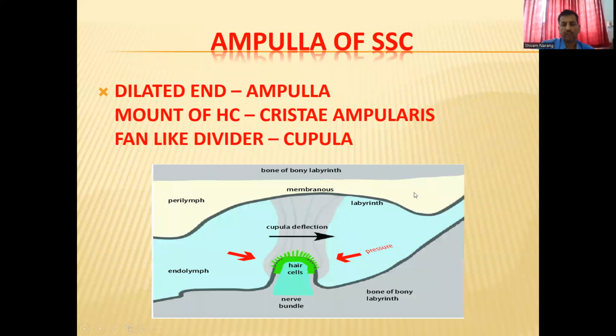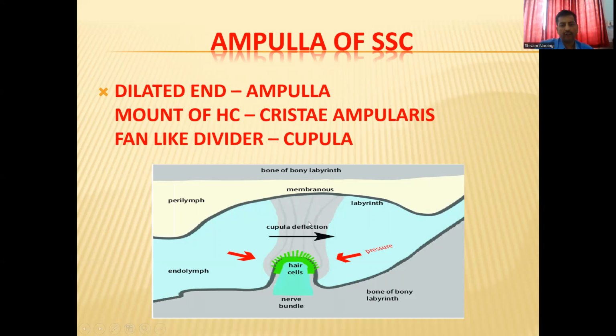Now we'll discuss the sense organ in the ampulla of the semicircular canal. Each semicircular canal has one dilated end, and the dilated end is called the ampulla. This picture shows the structure of the ampulla. At the center, the ampulla has a mound of hair cells, which is known as the crista ampullaris, and from this crista ampullaris to the opposite wall, there is a fan-like divider.